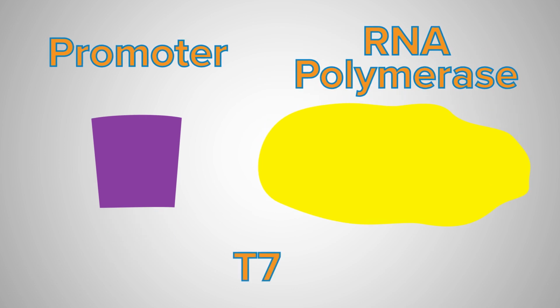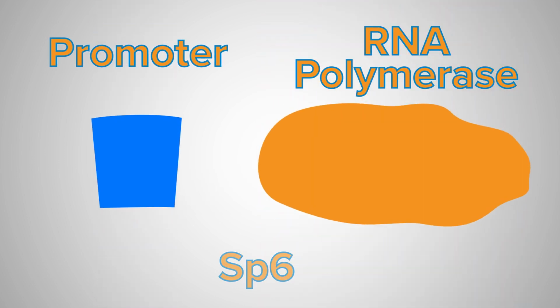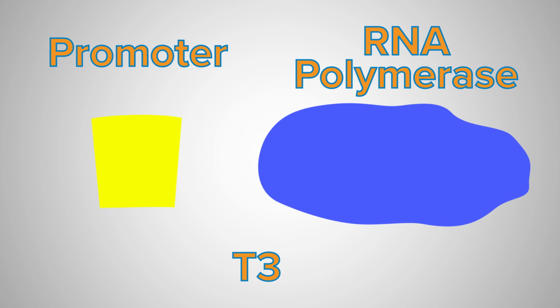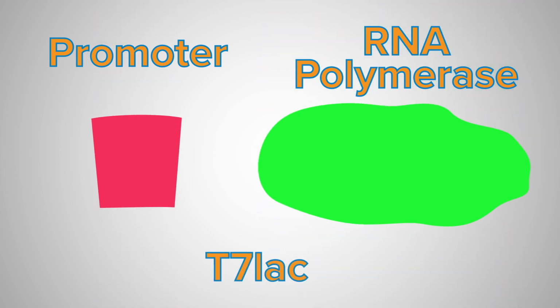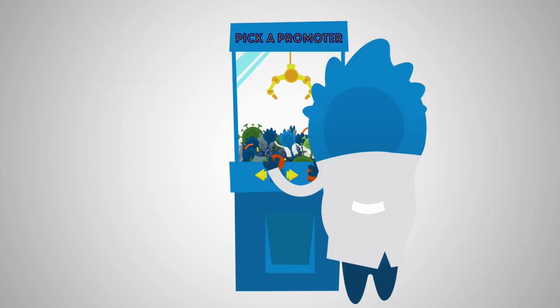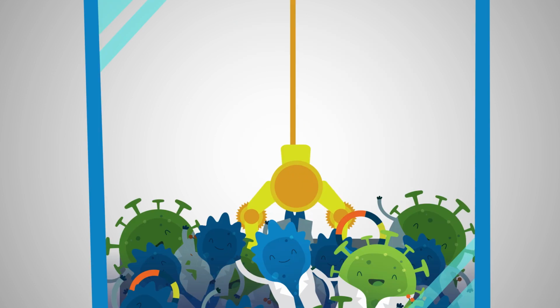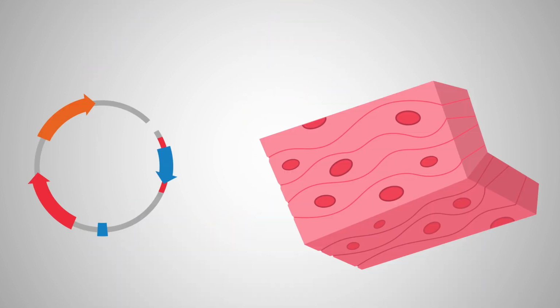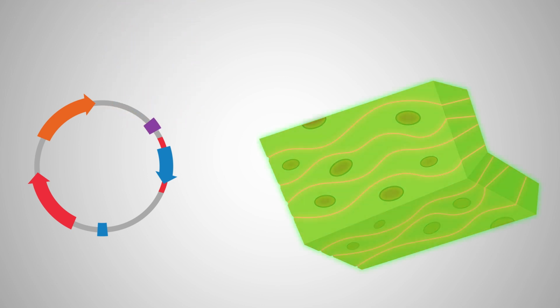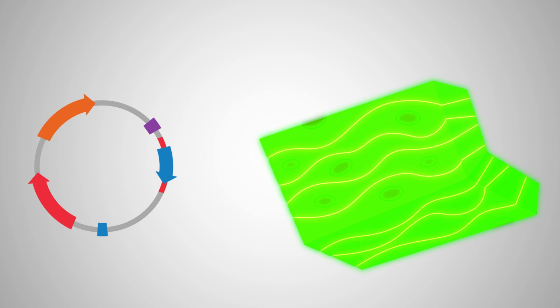Different RNA polymerases require different promoters. You'll need to keep this in mind when you're selecting the promoter for your experiments. Additionally, there are several other considerations to make when choosing a promoter. Some promoters are active all of the time. This may be useful when using something like GFP, where you'll want the cell of interest to always be fluorescing.